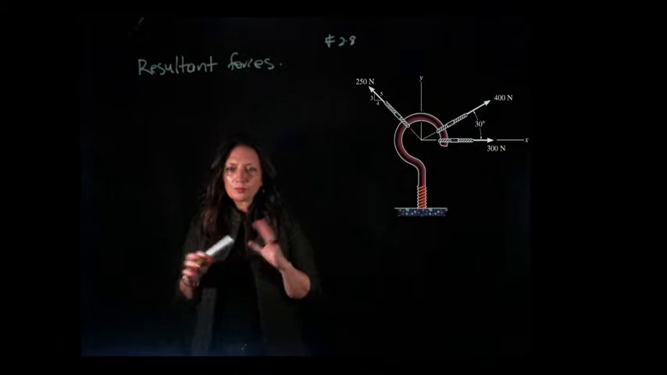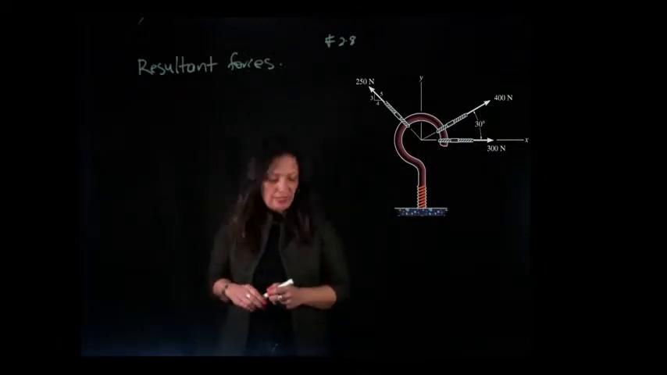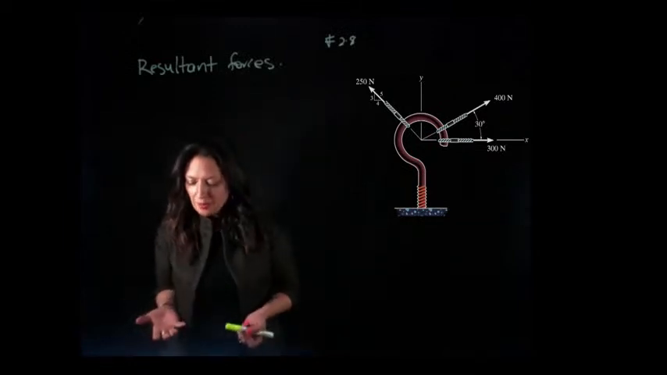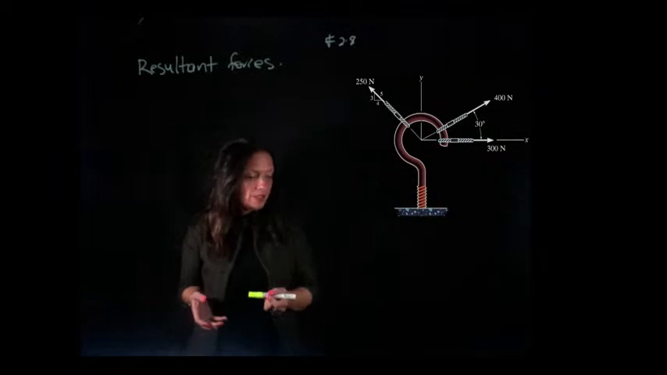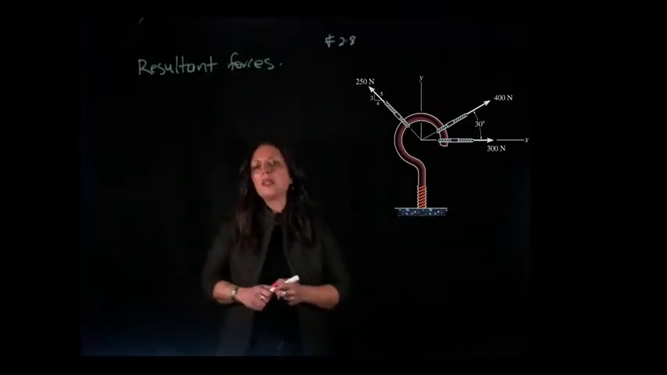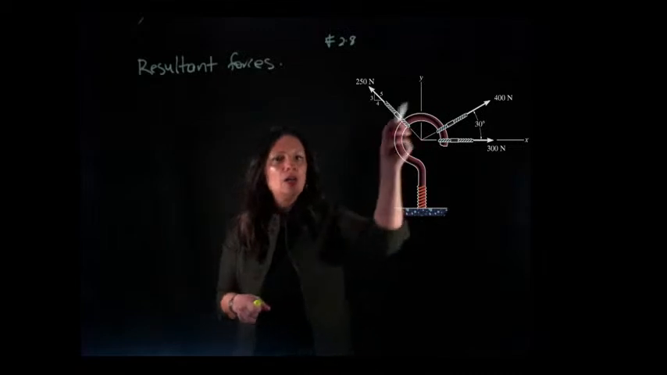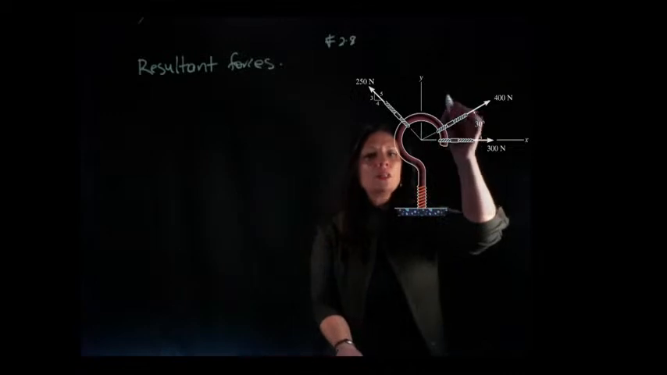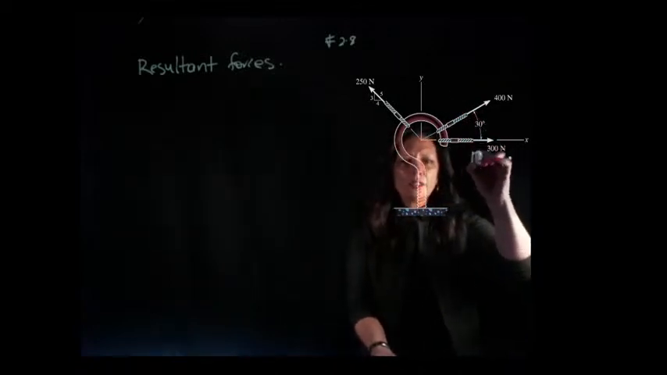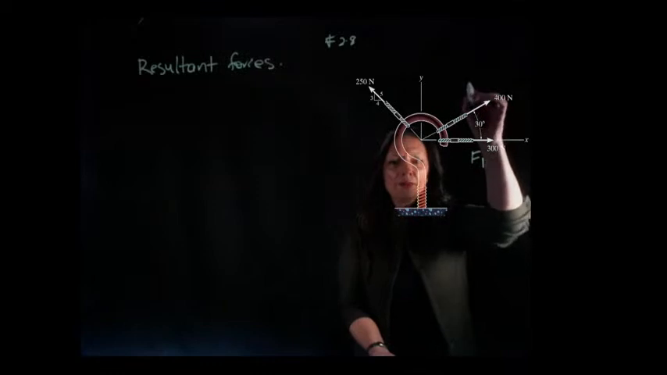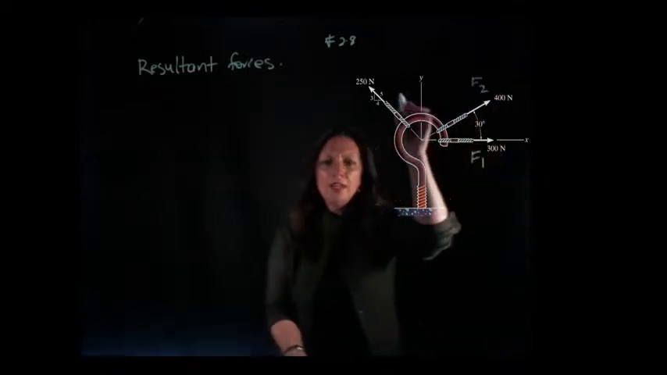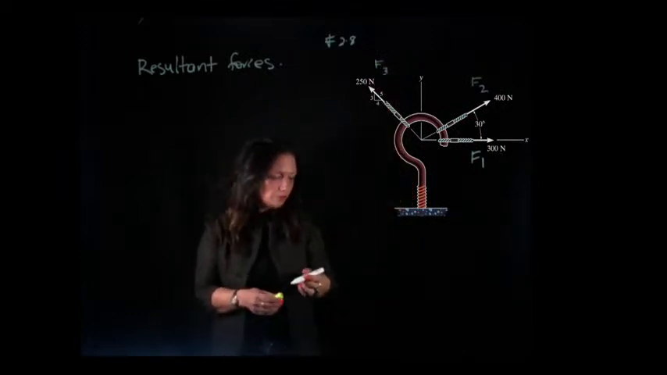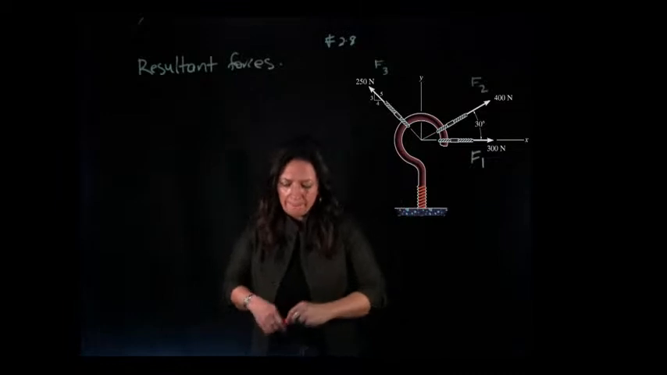So let's take a look at this problem. It's page 3 of your tutorial book. The question asks me to determine the magnitude and the direction of the resultant force. So what do I need to do? I need to add up all these forces and I'll get the resultant force. If I call this F1 and this force F2 and this force F3.